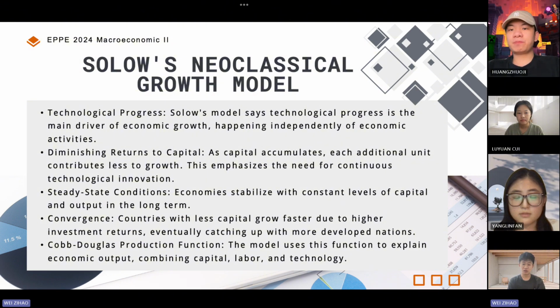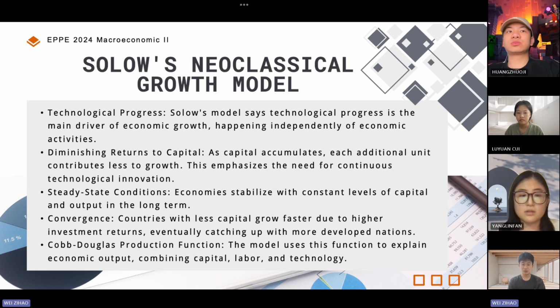According to Solow, long-run economic growth is driven primarily by technological advancement, which is considered an externality. This means that technological progress happens independently of economic activities and policy measures. The model also emphasizes the concept of diminishing returns to capital, implying that as capital increases, its marginal contribution to output decreases.